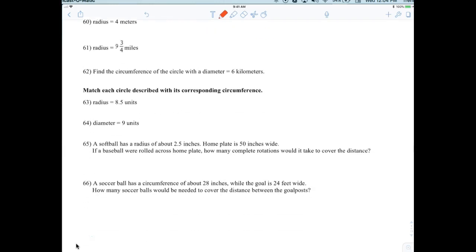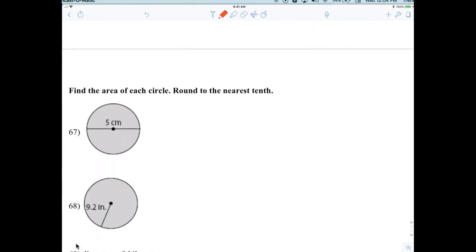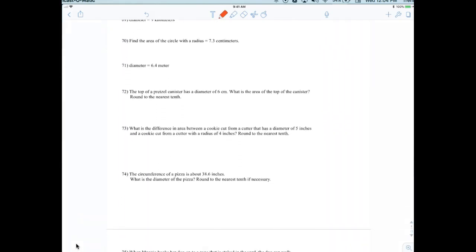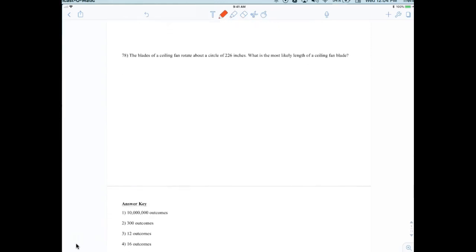All right. Now, area of a circle. What's the formula for area of a circle? Pi r squared. There we go. Pi r squared. And I think that's it.